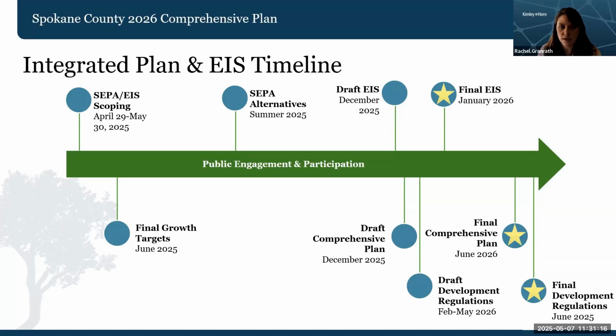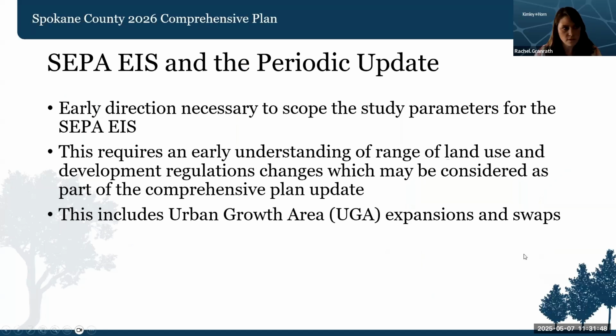We're looking to have a draft EIS in December. That lines up nicely with our comprehensive plan draft, which is in December as well. And then we roll into a final EIS, which is targeted for January. We've got a noticing comment period on the draft EIS that comes out in December through January. That informs that final document. And then rolling into our draft development regulations and final development regulations and final comprehensive plan, which is that June deadline associated with the GMA regulations.